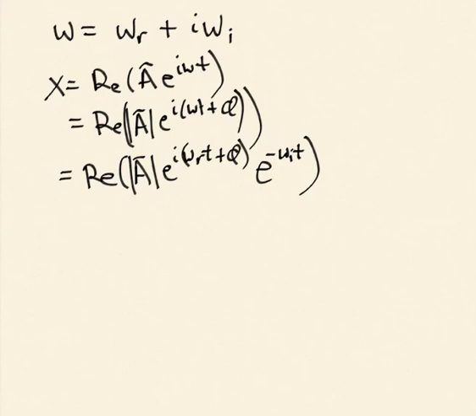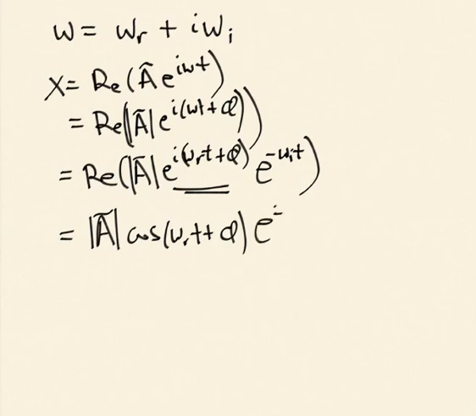The only complex thing in this solution is right here, so I take the real part of that. What I get is a magnitude cosine of omega real t plus this phase factor, times e to the negative omega i t. So what I get is what we might expect from our physical intuition: there's a damping here. This is some exponential decay or damping of the motion due to the friction force. The force saps energy out of the motion and it slowly rings down.